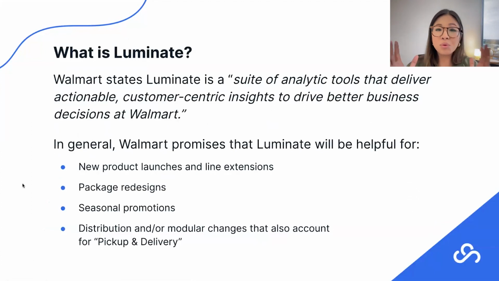So, that's cool that DSS is going away. Luminate is coming, but what is Luminate? According to Walmart, on their marketing website, Luminate is a suite of analytic tools that deliver actionable customer-centric insights to drive better business decisions at Walmart. Essentially, they are positioning it as a better and faster DSS. What they are saying is that Luminate is going to unlock a wider set of data than what DSS had. And the hope is that it's going to be helpful for new product launches, line extensions, package redesign, seasonal promos, and distribution and modular changes around pickup and delivery.